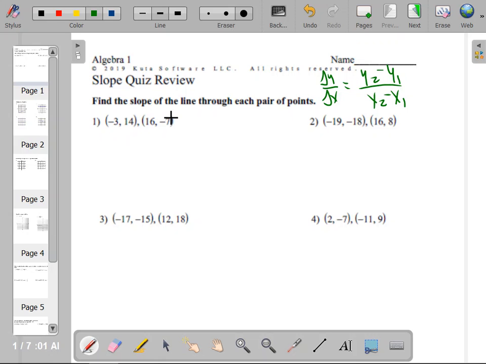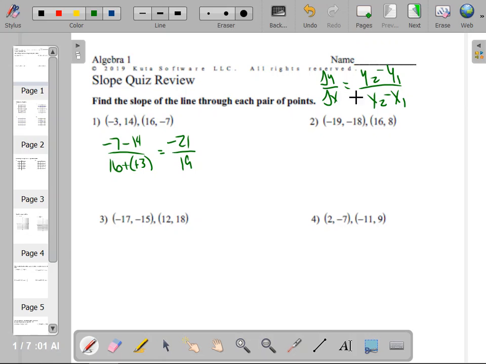So use that formula. I'm going to say y2 minus y1, negative 7 minus 14, over x2 minus x1, 16 minus negative 3. So negative 7 and negative 14 make negative 21. And 16 minus a negative 3 is the same as adding. 16 plus 3 is 19, and that's negative 21 over 19. So there's your slope.